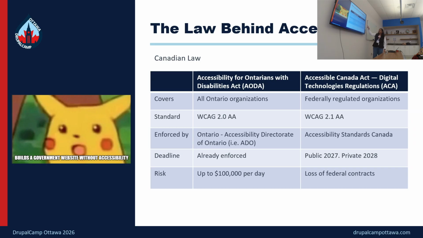The next one is ACA, which covers federally regulated organizations. The standard is WCAG 2.1 AA. It's enforced by Accessibility Standards Canada. The deadline for public entities is 2027, and for private entities 2028, and the risk is loss of federal contracts.